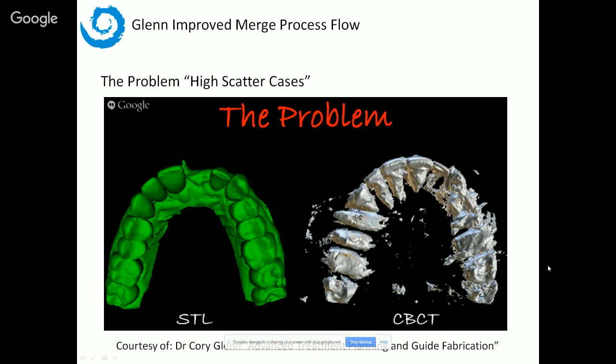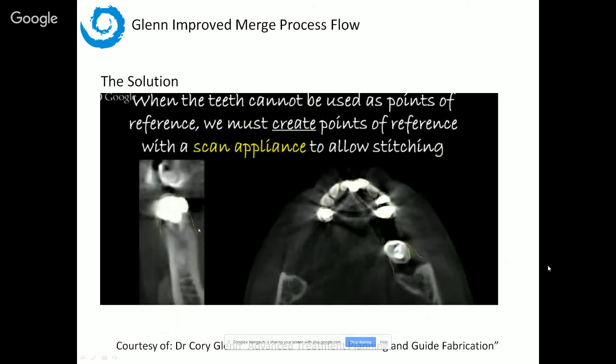There's no noise, there's no scatter, there's no problem with restorations or metal in the patient's mouth, while the CBCT, the CT scan, could have a fair amount of scatter and might be problematic if there's a lot of restorations or artifacts in the patient's mouth. The solution is to use a scan appliance to help with the merge process.